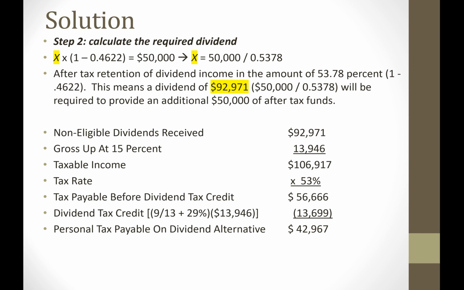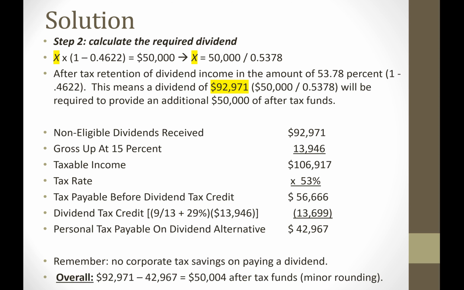So the personal tax payable is going to be $42,967. Now, also remember that there's no corporate tax savings if C Corporation pays a dividend, because dividends are always paid after tax. So in the overall calculation, he's going to get a $92,971 dividend, pay tax of $42,967, and that's going to leave him with the $50,000 after-tax funds. Now, we're going to get $50,004, but that's just because of the rounding we did up above, only to 4 decimal places when we figured out the tax rate.